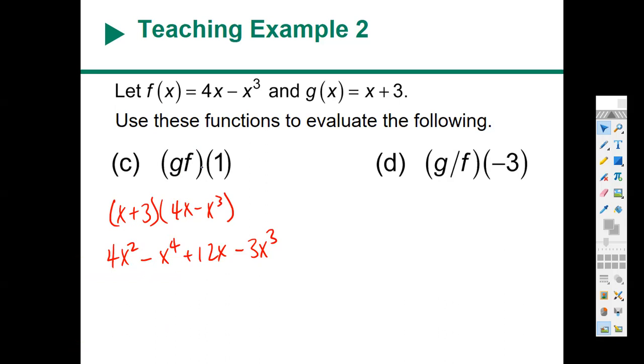Okay, now we did that. Now what do we do? There's no like terms. So we just have to let X equal 1. If X equals 1, everything is just going to be its coefficient. So we have 4 minus 1 plus 12 minus 3. What's 4 minus 1? 3. What's 3 plus 12? 15. What's 15 minus 3? 12.